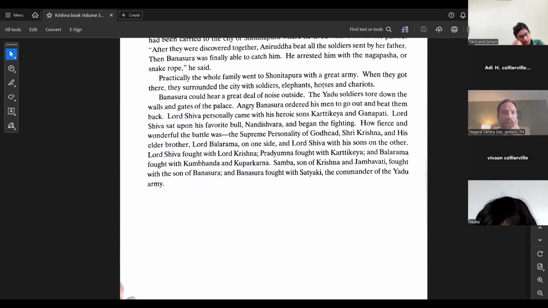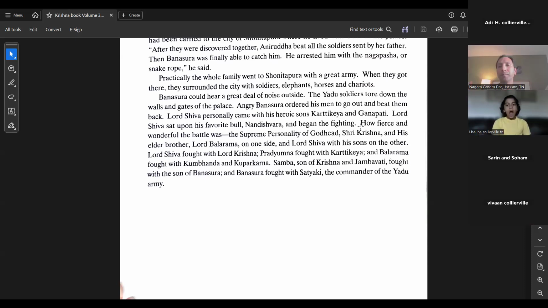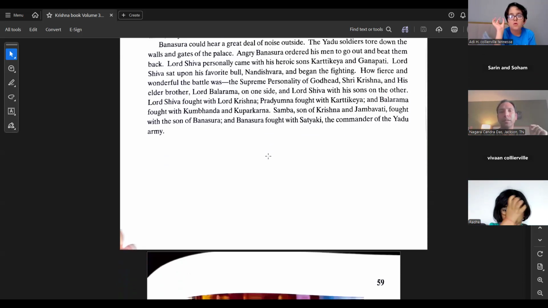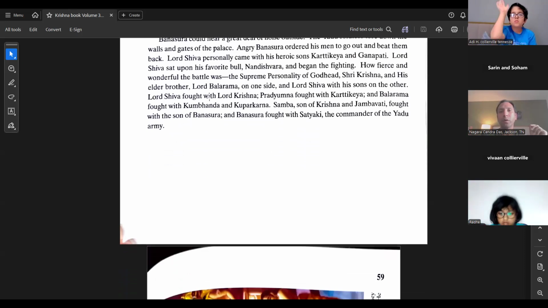Just like that, different other people are also explained. Lord Shiva was there with Kartikeya and Ganpati on one side, sitting on his bull, and then Krishna is there along with his elder brother Balram, and Lord Shiva is on the other side fighting with his sons. And it's explained Lord Shiva is fighting with Lord Krishna.